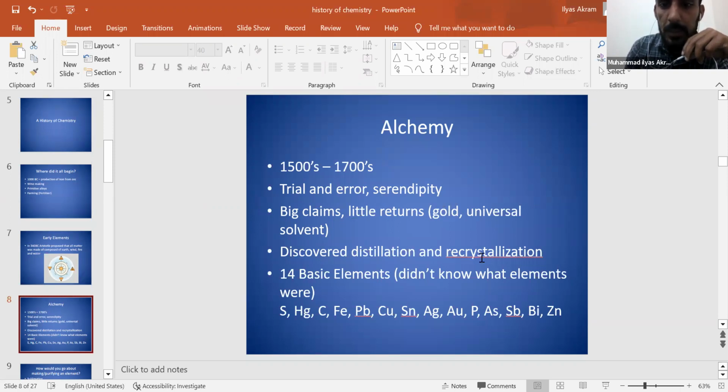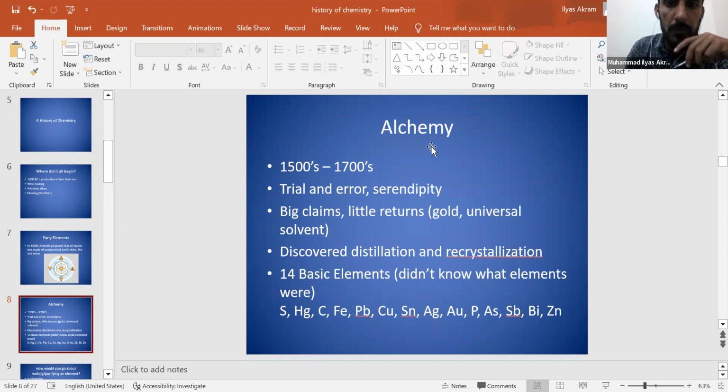They discovered distillation and recrystallization, because this era used these processes to purify ores, chemicals, or metals from ore forms. So this is called the alchemy era. There were 14 basic elements, though they didn't know what elements were, such as sulfur, mercury, carbon, iron, plutonium, copper, tin. These are the elements that were purified or used in this era only, which started in the 1500s and ended in the 1700s.